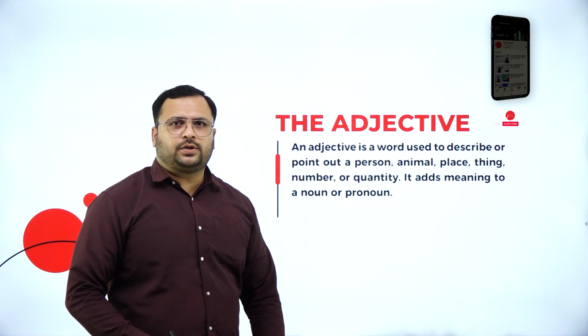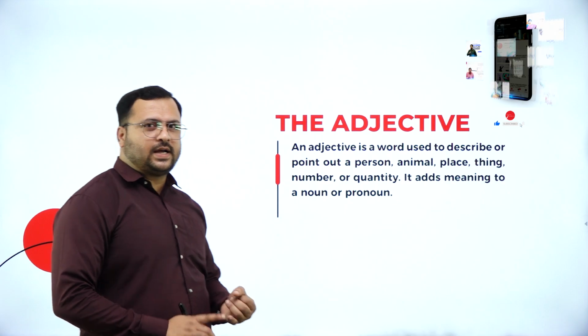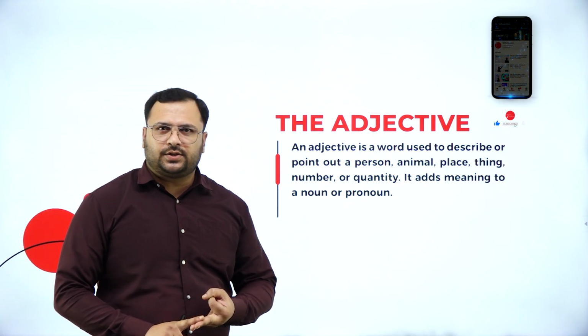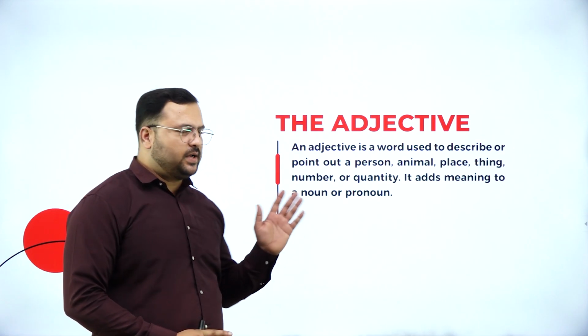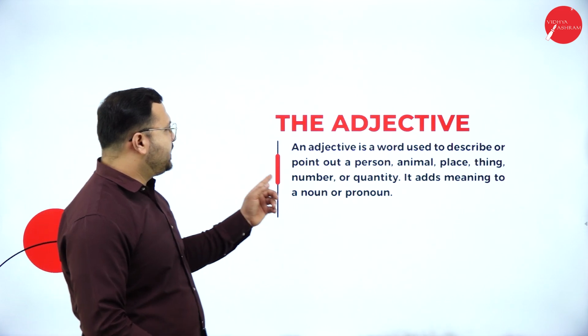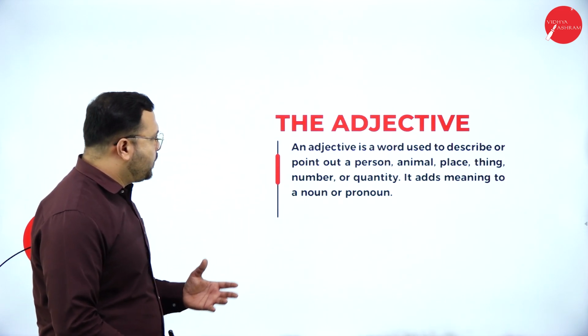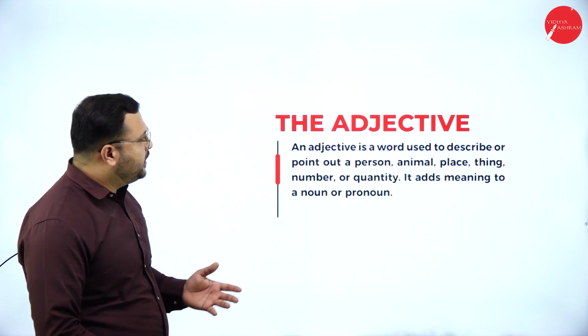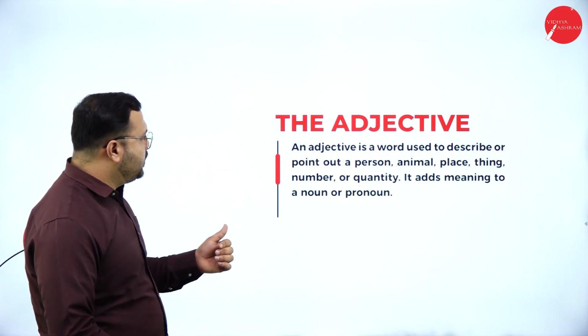In this session, we are going to look at 4 topics. One is adjective, adverbs, words often confusing, and also conjunctions. And first of them is the adjective. What is an adjective? An adjective is a word used to describe or point out a person, animal, place or thing, number or quantity. It adds meaning to noun or pronoun.